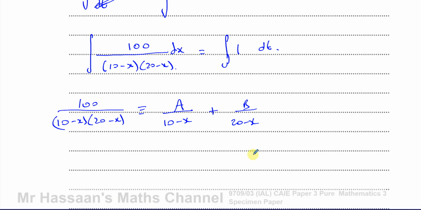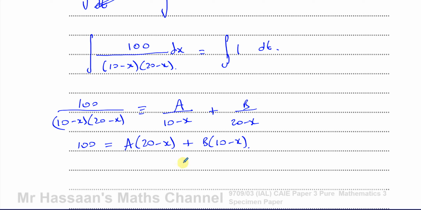So now for us to find a and b, we can multiply through by 10 minus x times 20 minus x, in which case you get 100 on this side, and here you multiply this fraction by 10 minus x times 20 minus x. The 10 minus x cancels out, so you're left with a times 20 minus x. And if you multiply this by 10 minus x times 20 minus x, the 20 minus x cancels out, leaving you with b times 10 minus x. Basically this multiplies with that, that multiplies with that. That's what it looks like in the end.